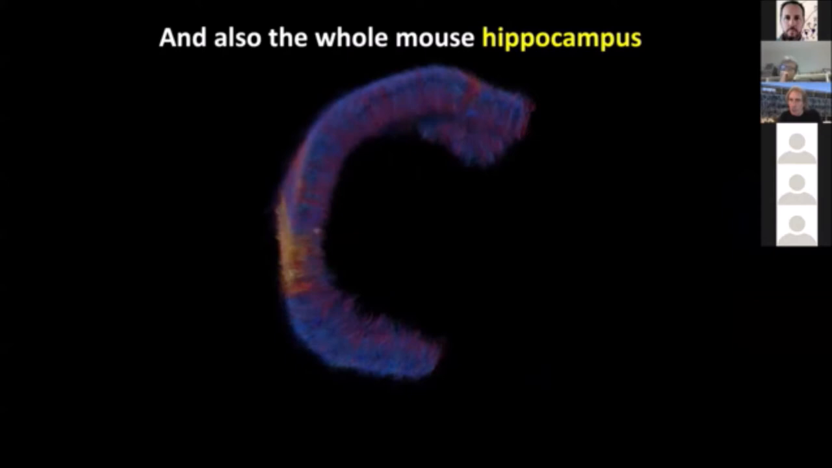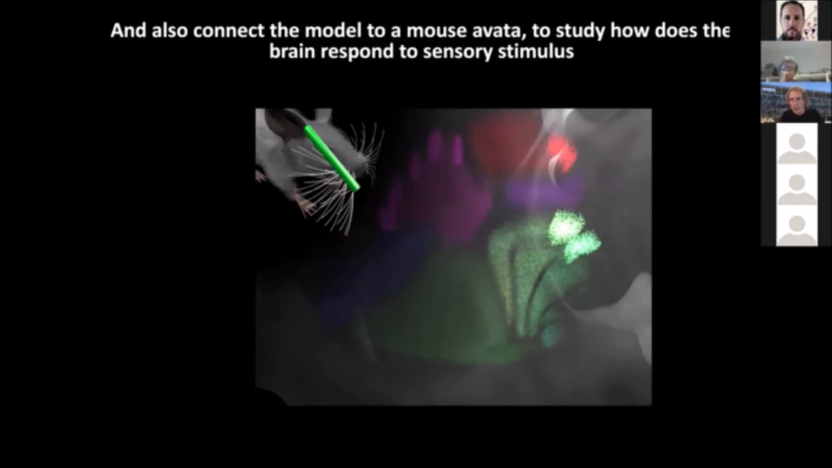And so we are slowly developing. Soon we are going to complete the cerebellum and so on, so that eventually we shall connect it all to have a whole rat brain. So this will be a mouse or a rat brain. And we are starting to connect a virtual mouse. This is a virtual mouse.